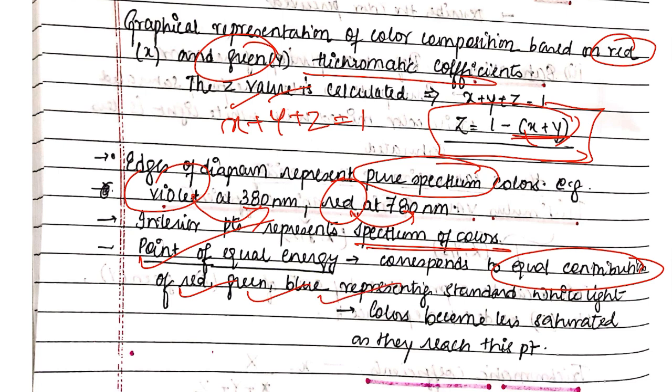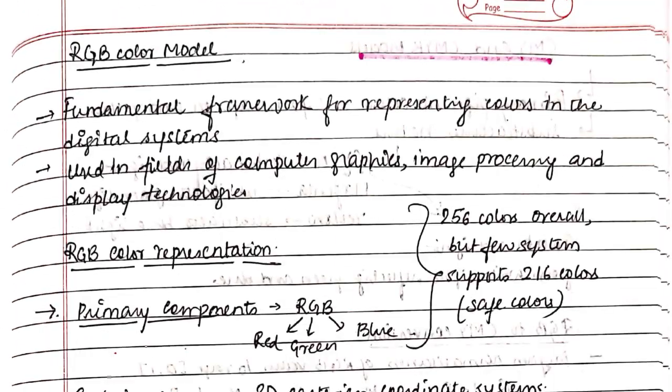So if there is an equal proportion of red, green and blue color representing the standard white light, then it's known as point of equal energy, and also these colors are very much less saturated. Okay, next is the RGB color model.